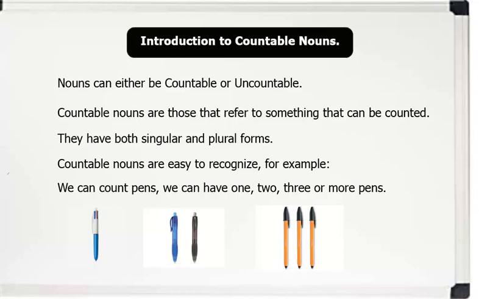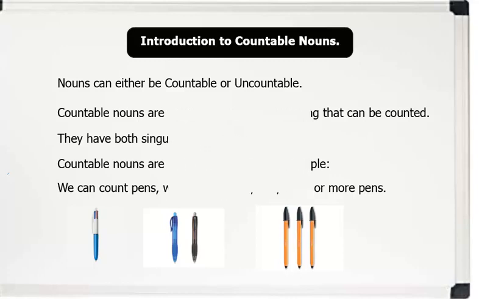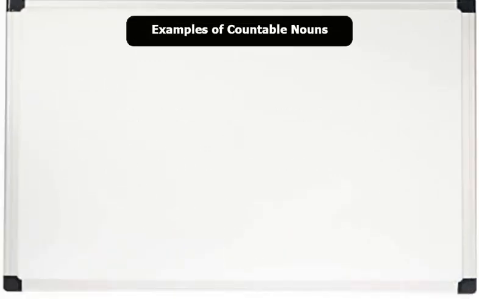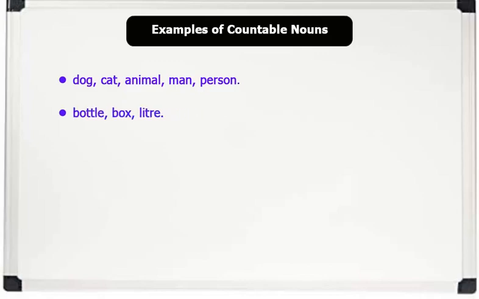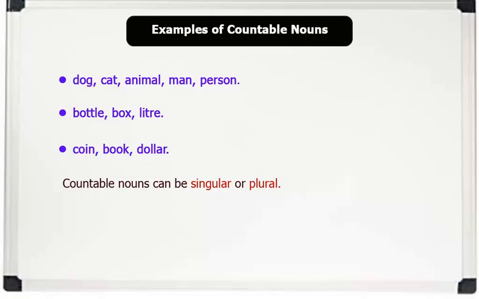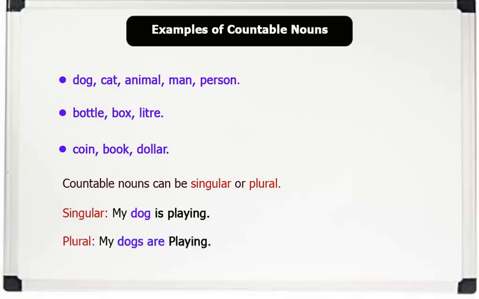Let's go over to examples of countable nouns. Examples of countable nouns: dog, cat, animal, man, person, bottle, box, liter, coin, book, dollar, note. Countable nouns can be singular or plural. Singular sentence: my dog is playing. Plural sentence: my dogs are playing. To make the noun dog a plural, the letter S will be added to get dogs.